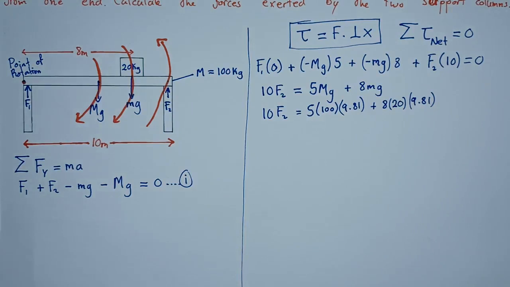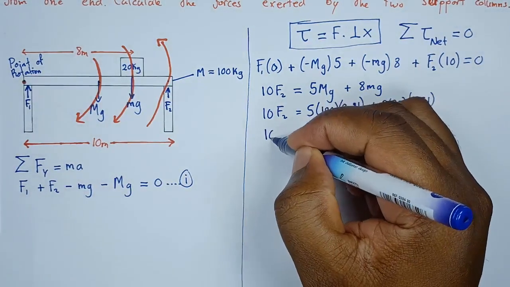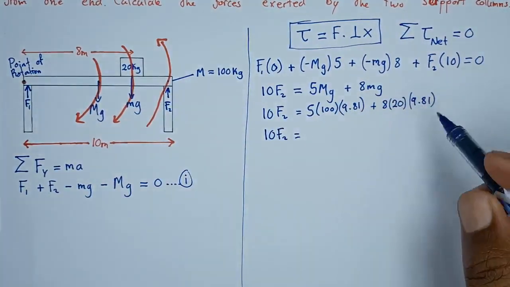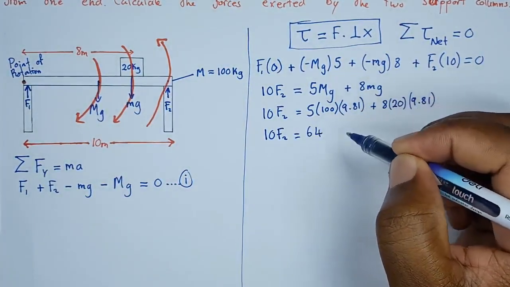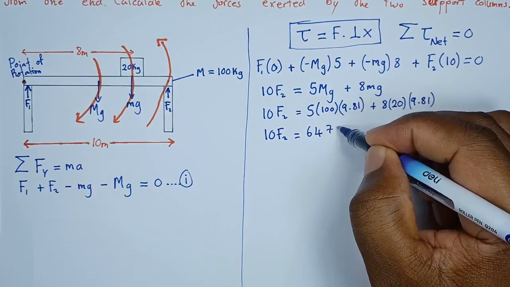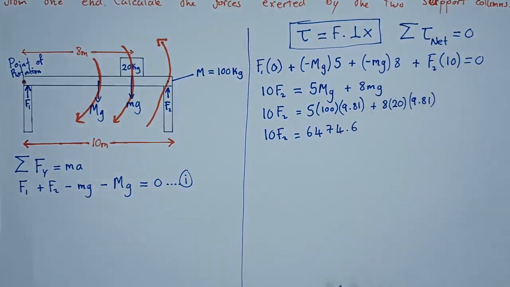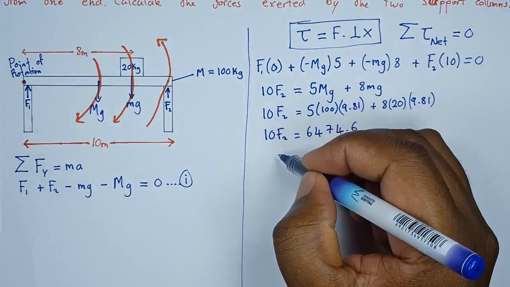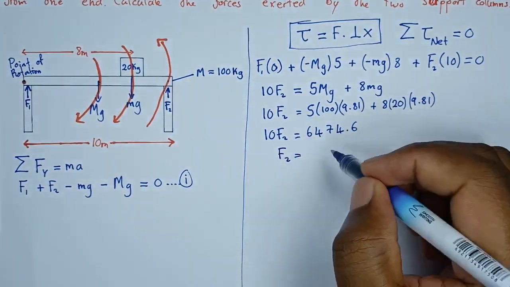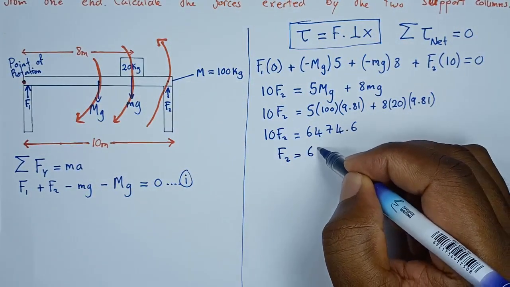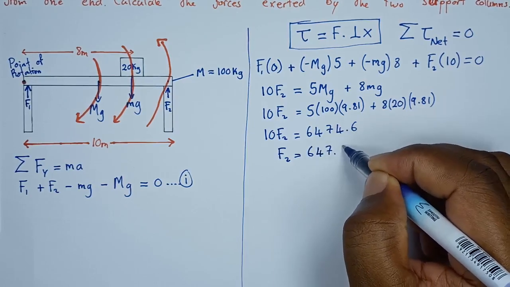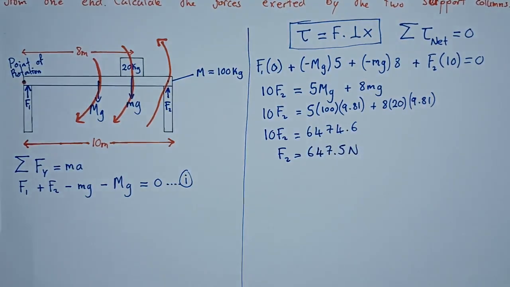So let me just compute everything that we have on the right hand side. Let's see what we get. 10F2 is equal to 6,474.6. So we're going to divide both sides by 10. Hence the value of F2 is simply 647.5 newtons.